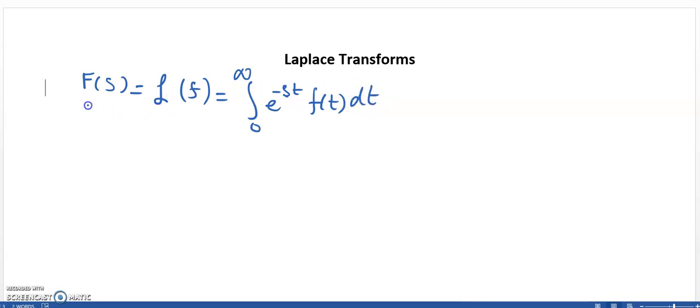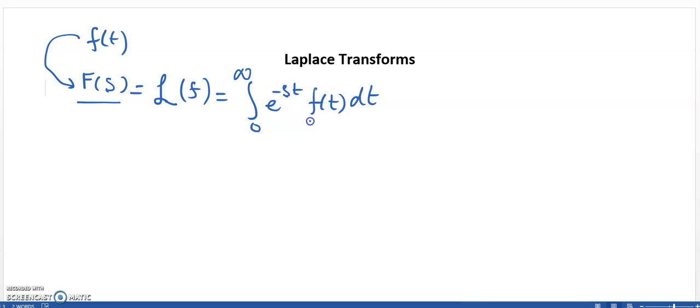Here this capital F of s is the Laplace transform of a function f of t. If we have a function in terms of t or any other variable, we can transform it into a function in terms of s, and that function we will call the Laplace transform. We represent it with this symbol L. Basically it is an integral from 0 to infinity of the exponential function e power minus st times f of t.